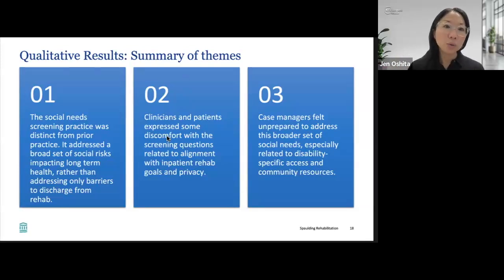And then theme 2, clinicians and patients expressed some discomfort with the screening questions related to how they aligned with the inpatient rehab setting and the goals in the setting, as well as privacy concerns. And then finally, in the third theme, and most pertinent to this talk on equity, case managers felt unprepared to address this broader set of needs that is more holistic and thinking about the longer term health and rehab outcomes. This is especially true related to disability specific access and community resources.